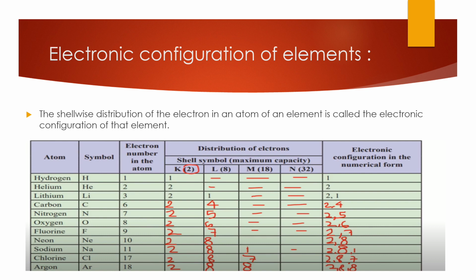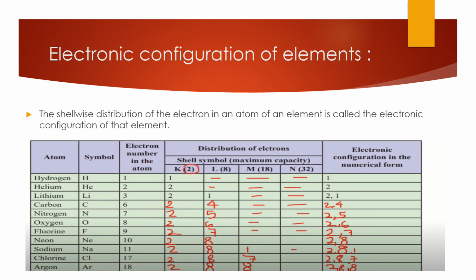Here one table is shown. With this table, you can understand the concept of electronic configuration. The first atom is hydrogen. The symbol for hydrogen is H. How many electrons are present in hydrogen?